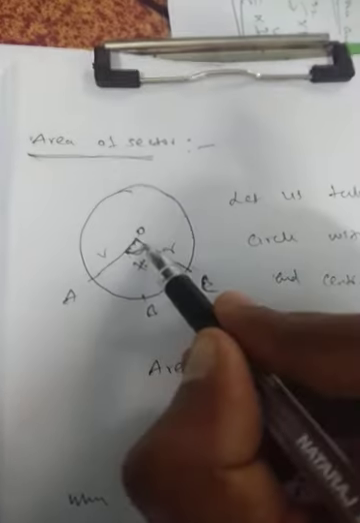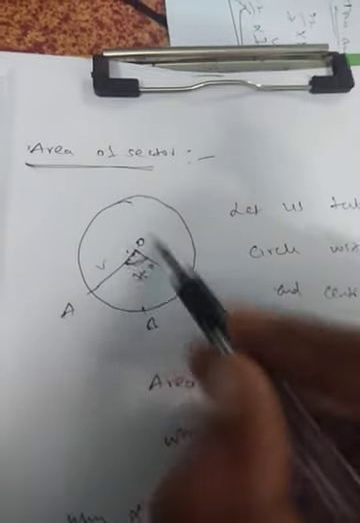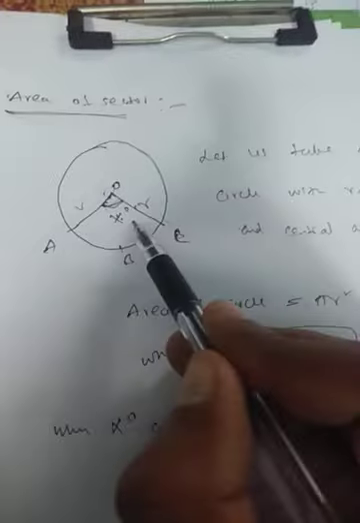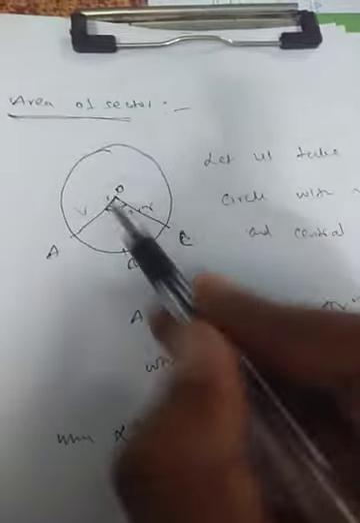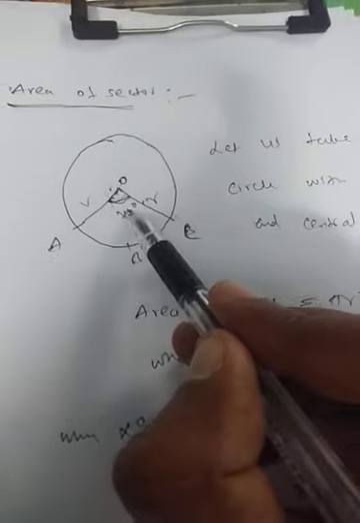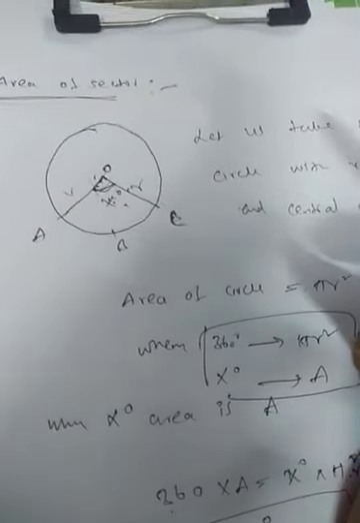Once you know this sector, we can find the other sector also by two ways. Again, we can take this angle and replace using this principle. Otherwise, the total area of the circle minus this area will give the area of this sector also. Once again, when x degrees is less than 180, it is a minor sector. When it is greater than 180, that is a major sector.